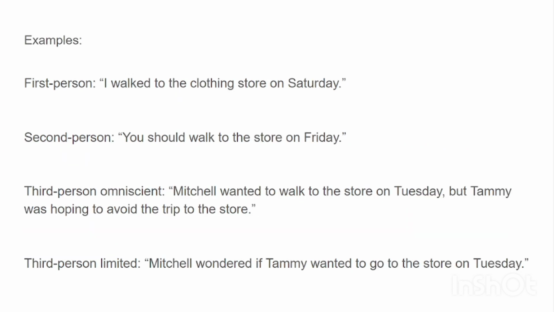So examples: a first person point of view would be, for example, I walked to the clothing store on Saturday. I was so happy that I walked to the clothing store because I saw my best friend. So that is an example. It uses I and me. Second person: you should walk to the store on Friday. So I'm telling you to. So for example, let's put on our thinking caps. Would that be used in a persuasive paragraph?